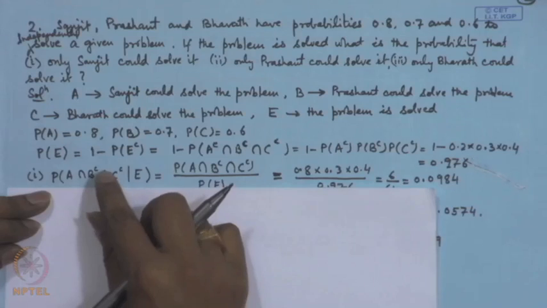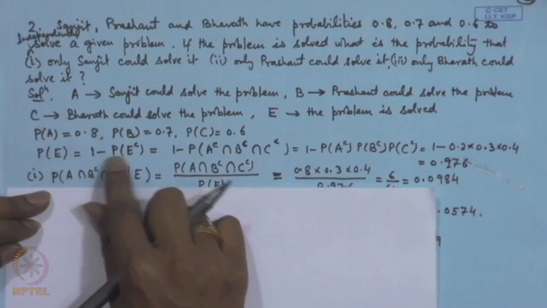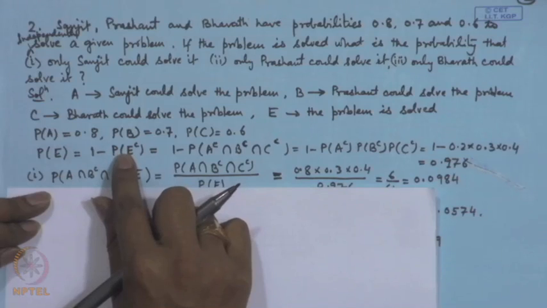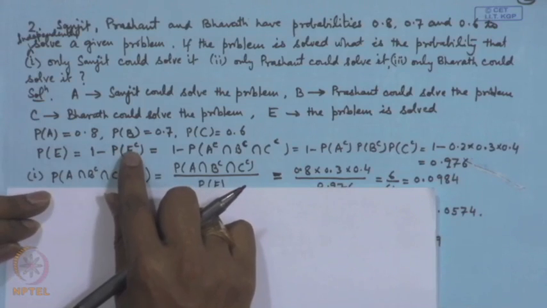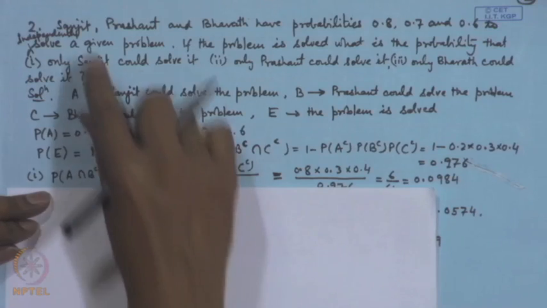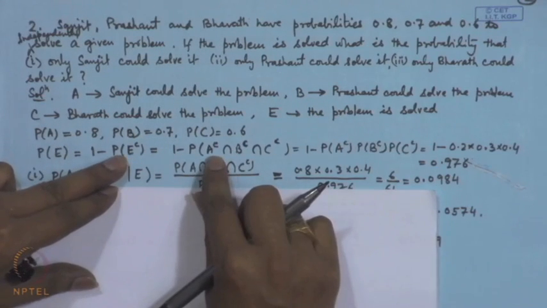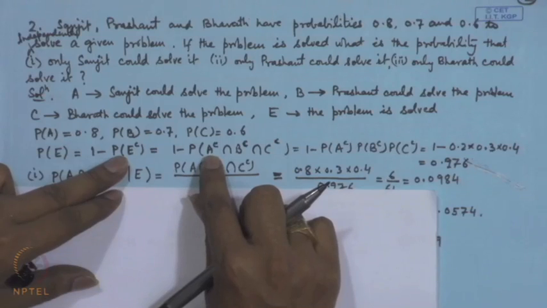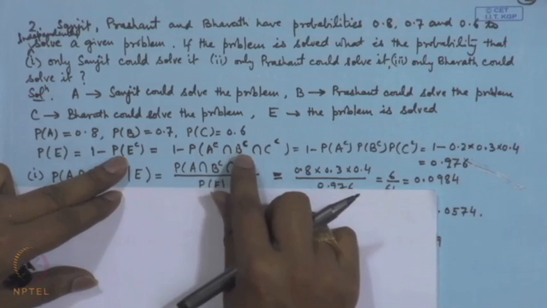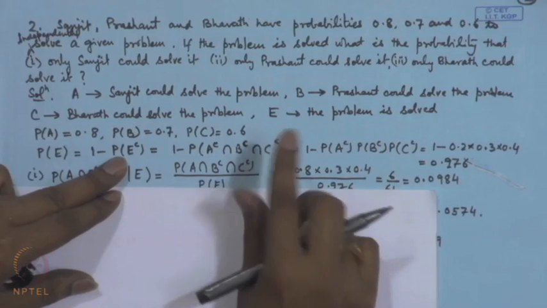So, it is easy to represent it in terms of the complementary event, 1 minus probability E complement, that means the problem is not solved. If the problem is not solved, that is possible only if each of Sanjeet, Prashant and Bharat could not solve it. That means, E complement event can be written as simultaneous occurrence of A complement, B complement and C complement.